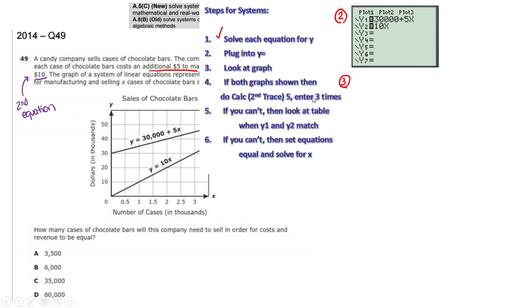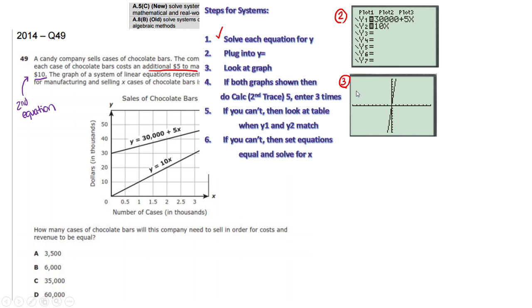Then we're going to take a look at the graphs. Well, you only see one of your graphs. So since both graphs aren't shown, this isn't going to work. But since it's your first time maybe doing this, you could try it out. You're going to hit the calc key, which is second trace. The trace key is right next to your graph key, so it's on the top right, and it's the second button over. And then you're going to go down to option 5, which is intersect. And if you hit enter 3 times on a TI-83 or TI-84, it'll give you the solution normally.